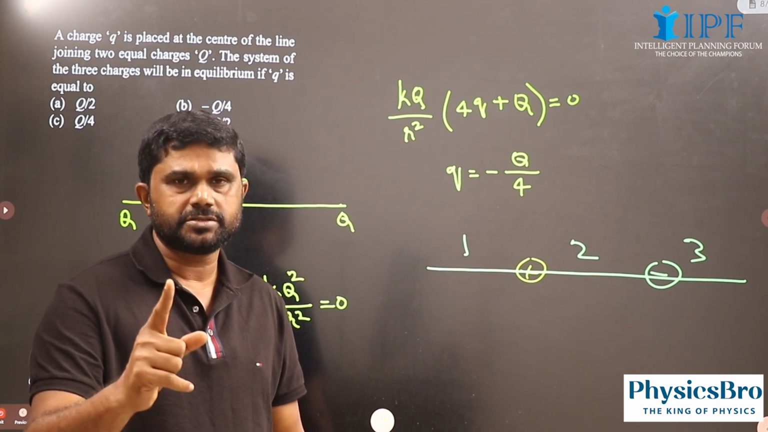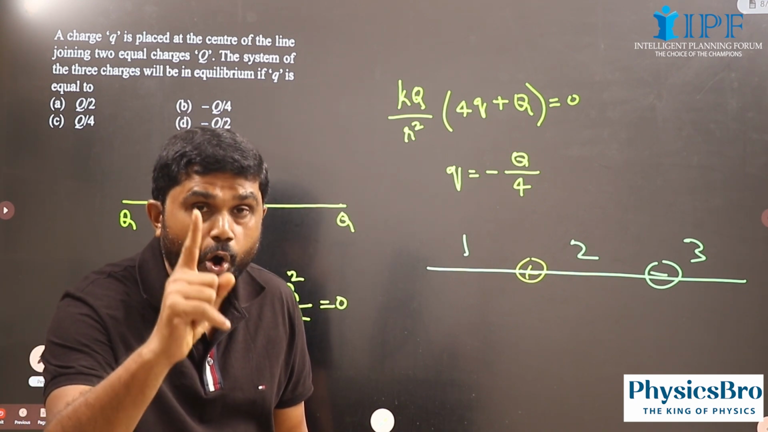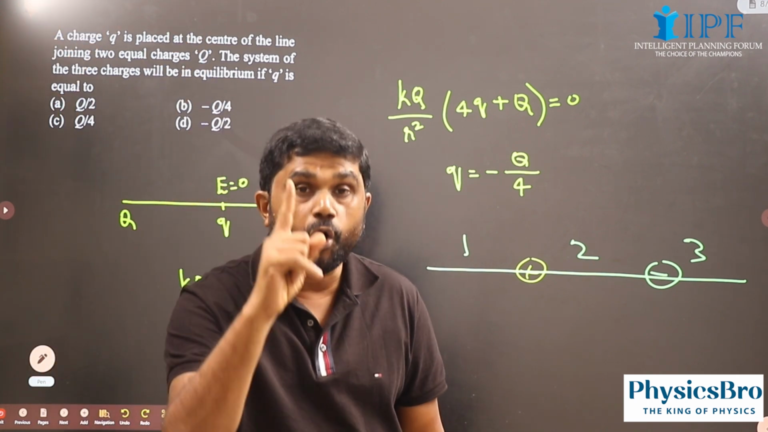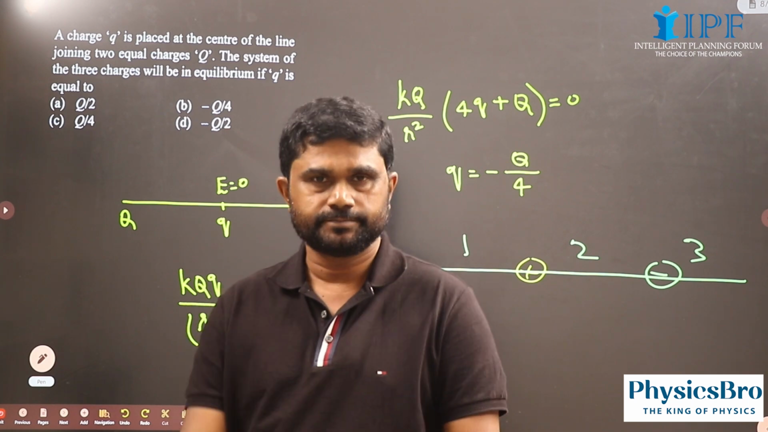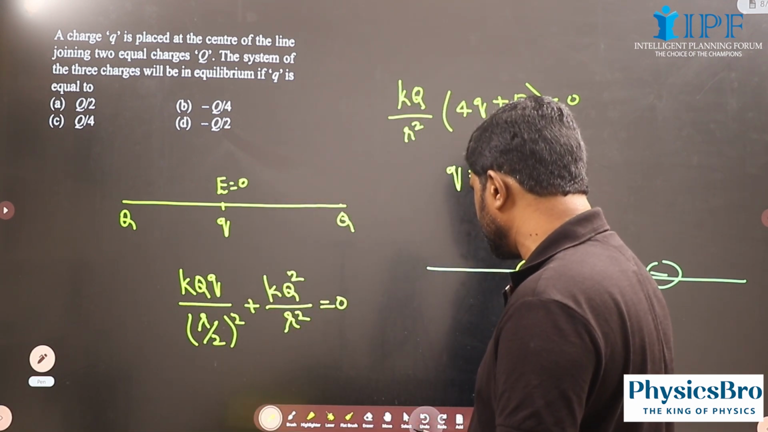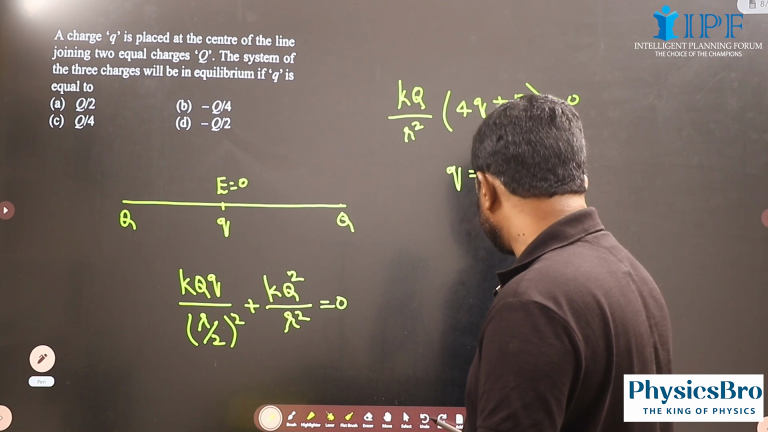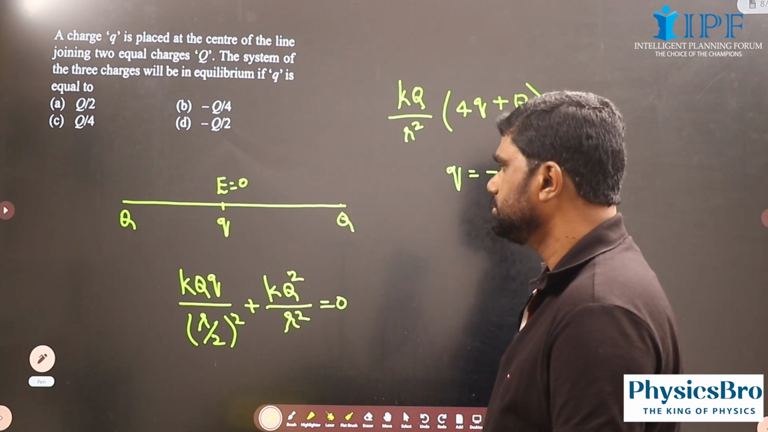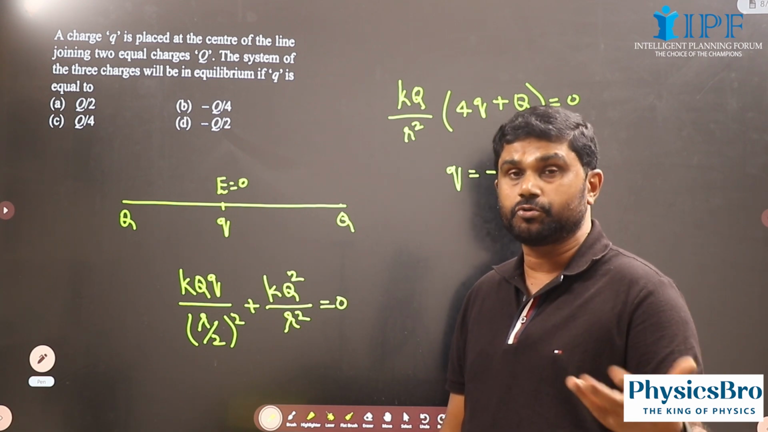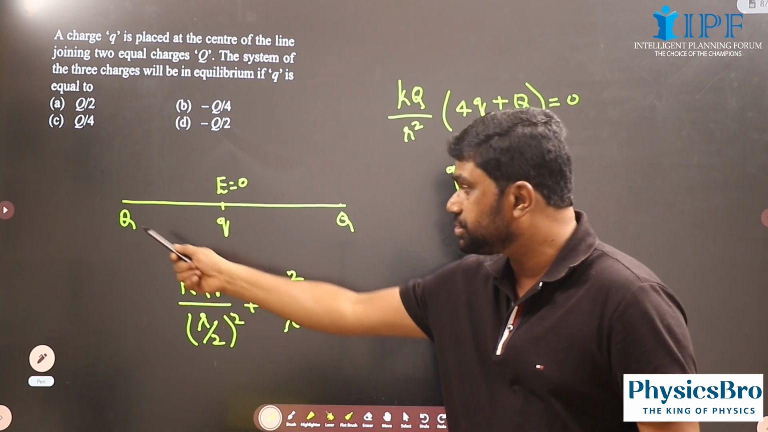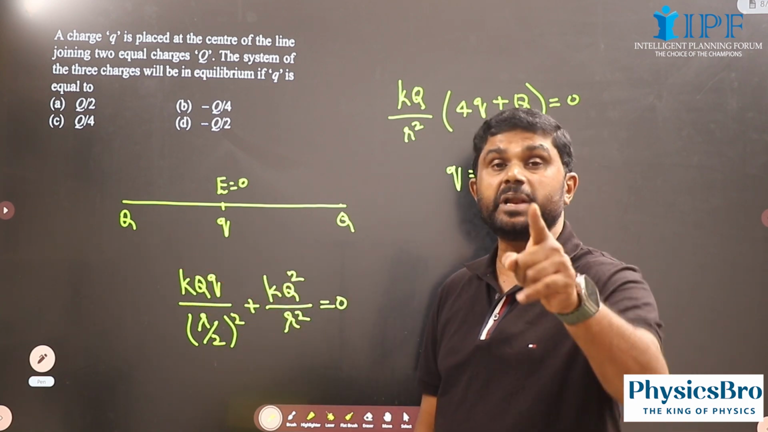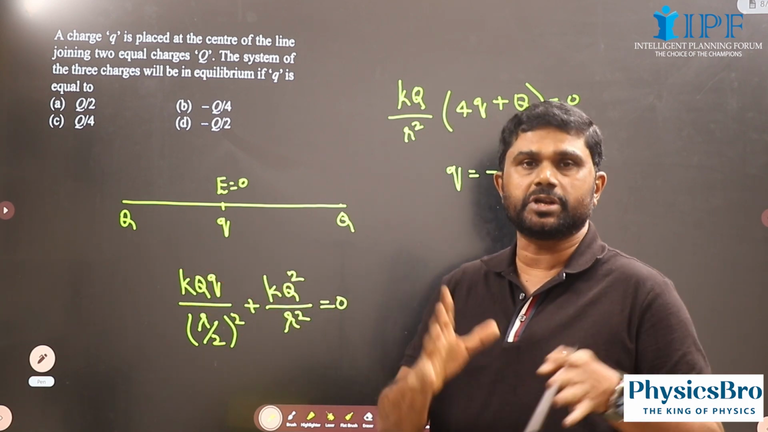And the second point, the null point will always be closer to the smaller. Now see, consider here we have two charges, each equal to capital Q. We do not know actually whether it is plus Q or minus Q. We do not know the nature of these two. But one thing is sure, these two are similar charges and they are equal charges.